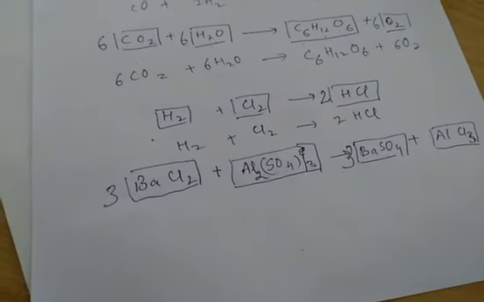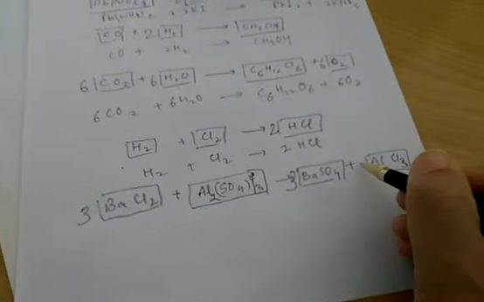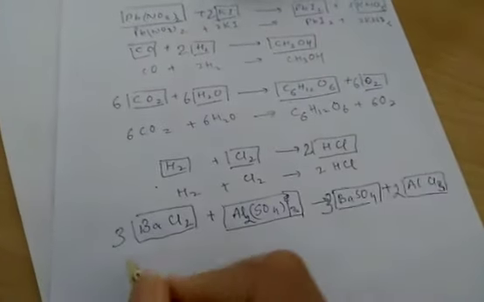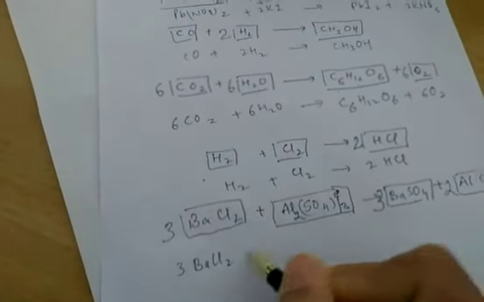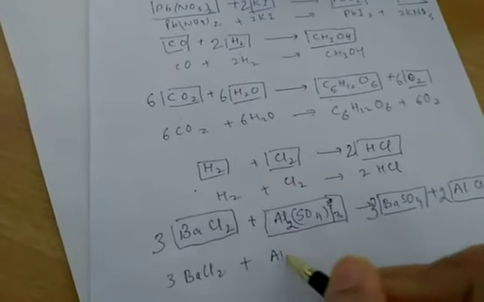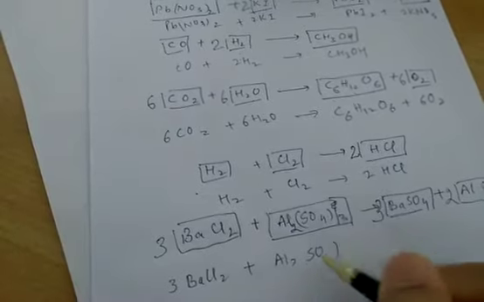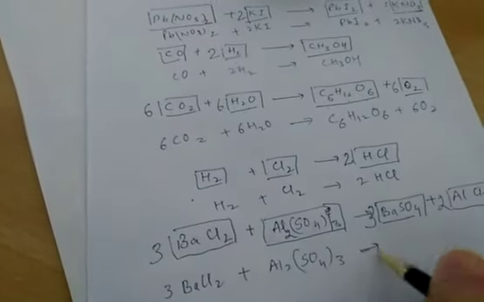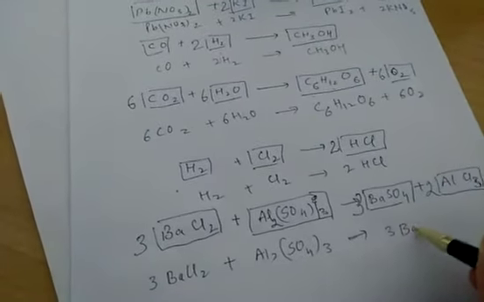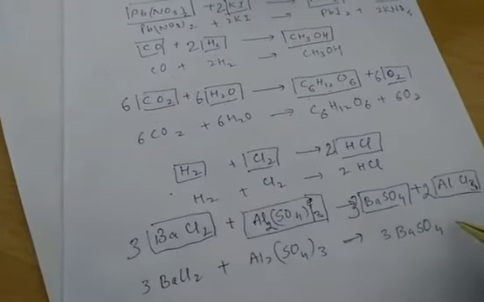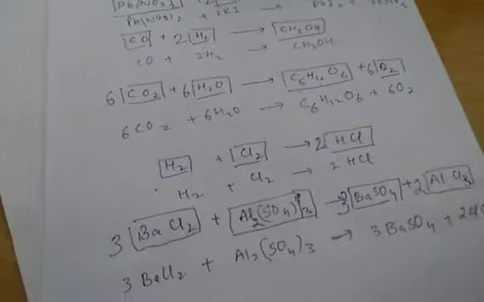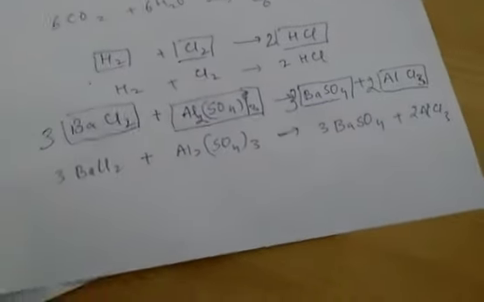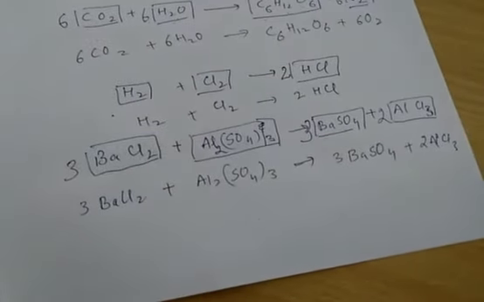And aluminium on the left side is only 2. So on the right side we multiply this AlCl3 with 2. Now the reaction is balanced. 3BaCl2 plus Al2(SO4)3 changes into 3BaSO4 plus 2AlCl3. So now it is a balanced chemical equation.